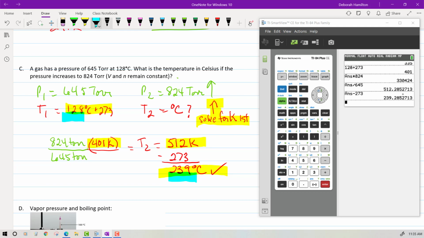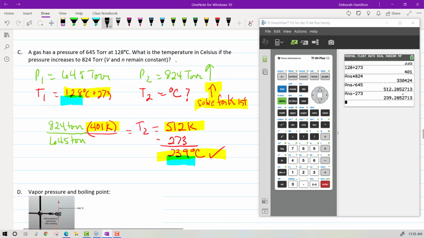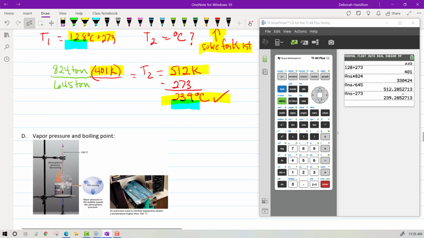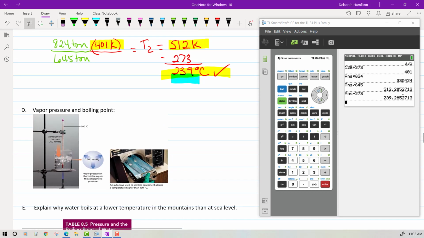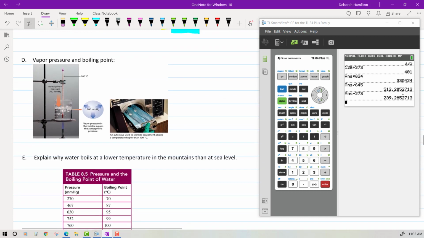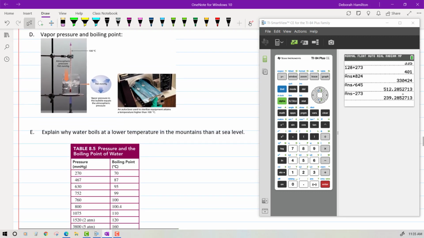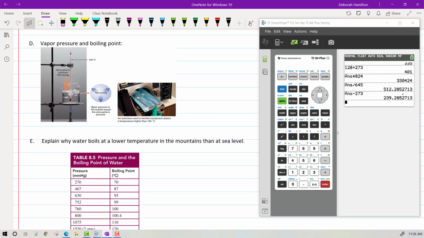Okay. So that's how to work a Gay-Lussac's problem, where we're dealing with pressure and temperature, keeping moles and volume constant. Just a couple of conceptual things to finish up with: vapor pressure and boiling point.